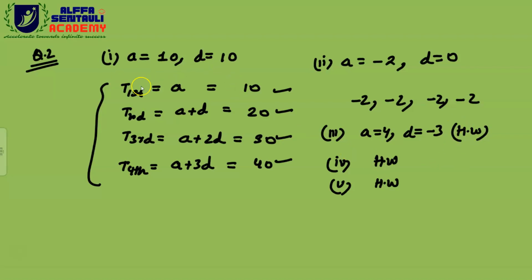Correct? Concept remains same, beta. You have to find A plus D, A plus 2D, A plus 3D. That's it. Keep on adding the terms, you will get the next consecutive terms.